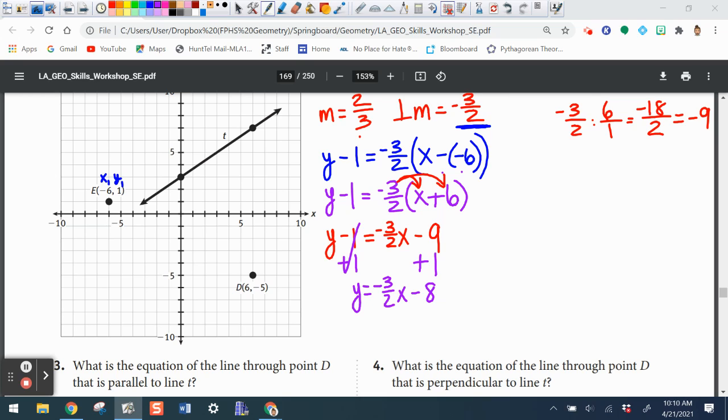So just a nice review for us, hopefully, of the equations of parallel and perpendicular lines.